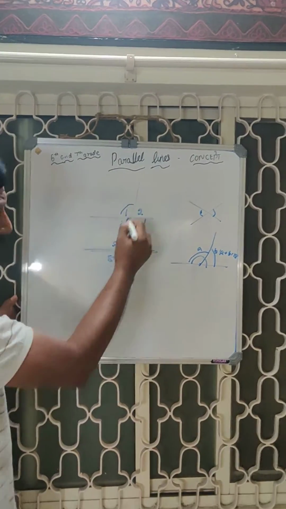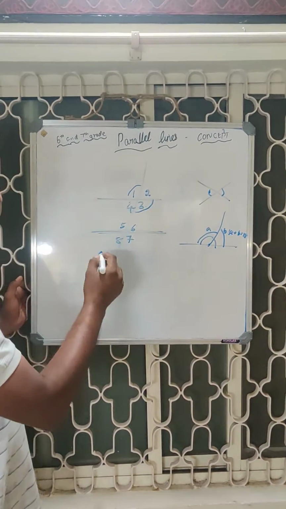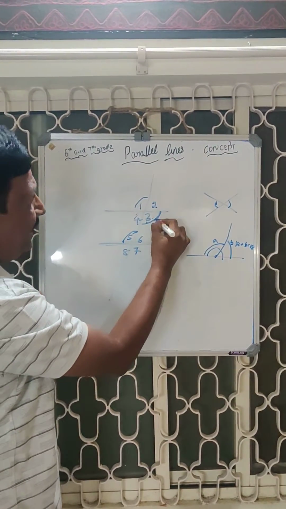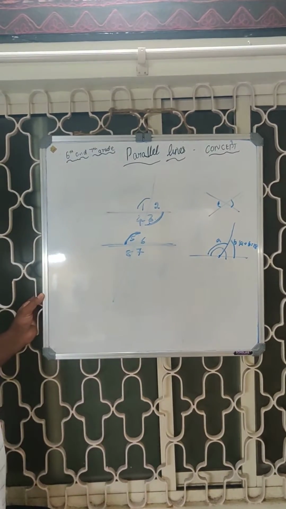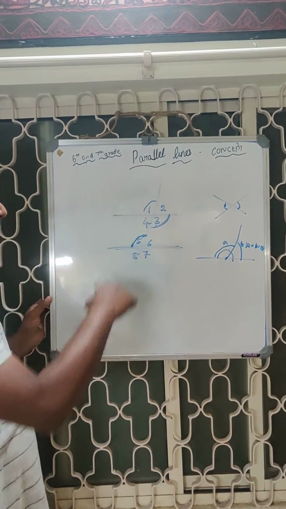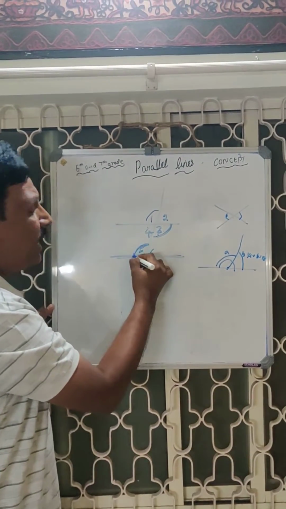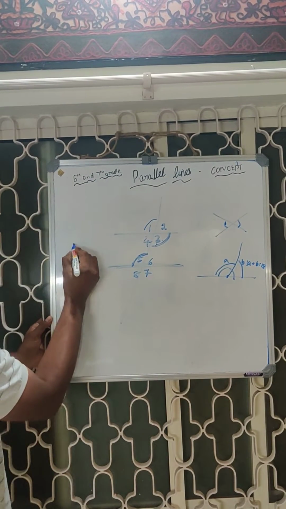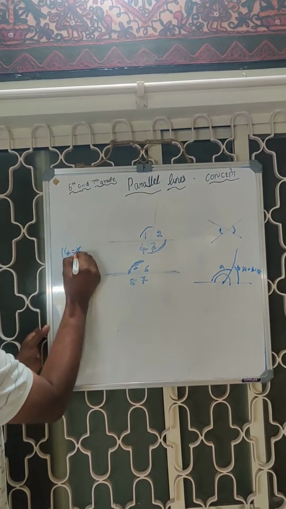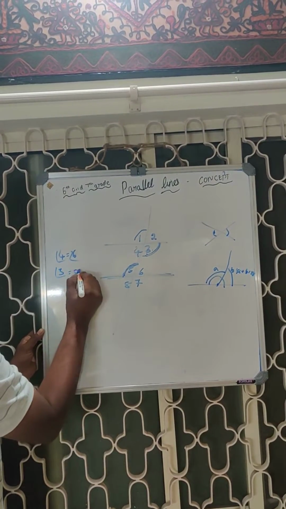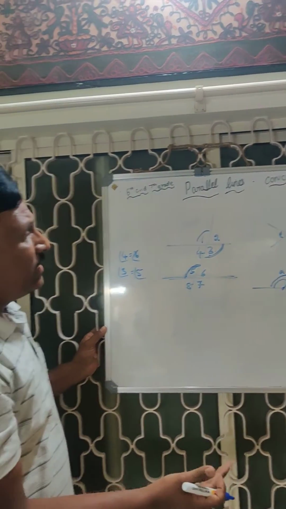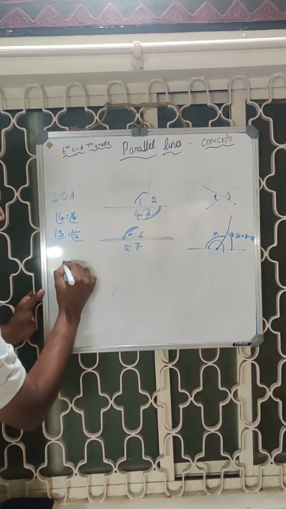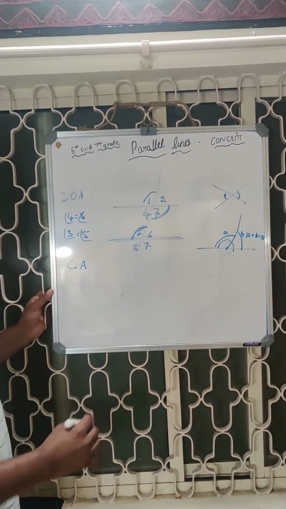In case of a transversal cutting two parallel lines, these two angles are called interior opposite angles. In case of parallel lines and a transversal, interior alternate angles are equal. Similarly, 4 equal to 6. So you can say 4 equal to 6 and 3 equals 5. These are interior opposite angles. Now we also have what is called corresponding angles.